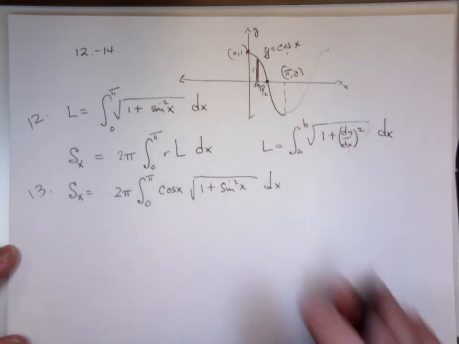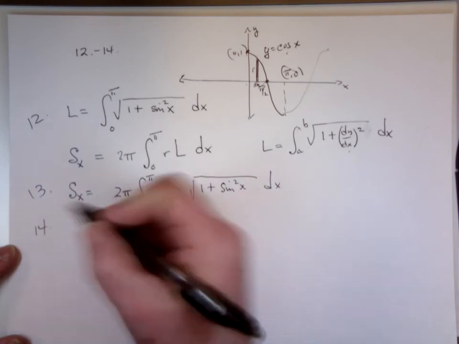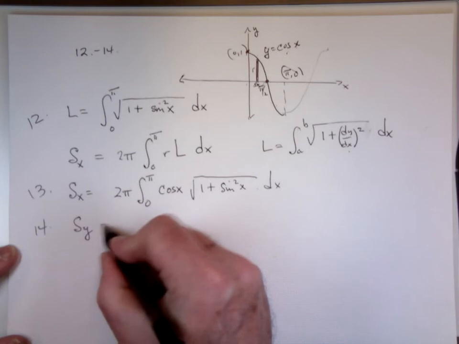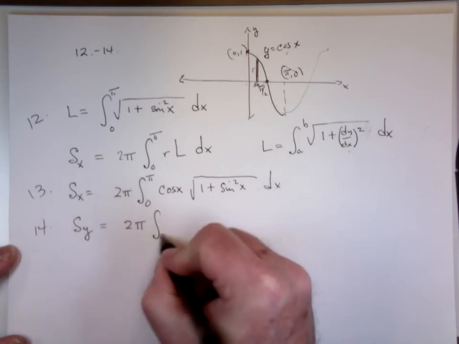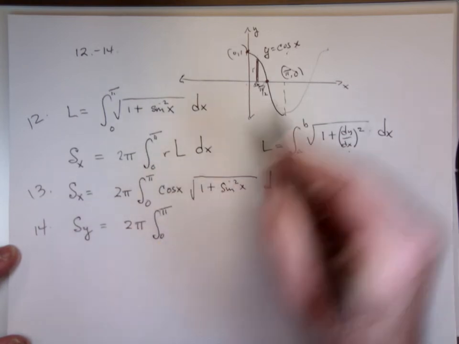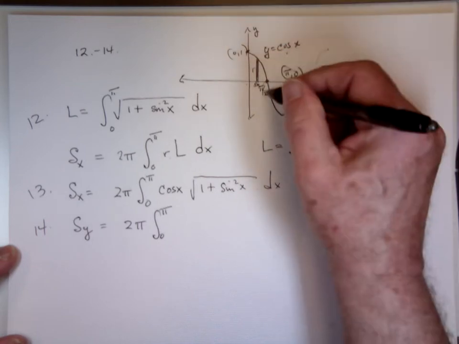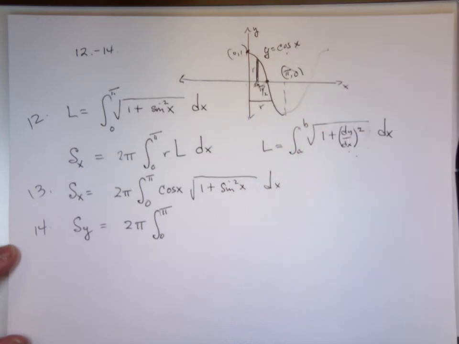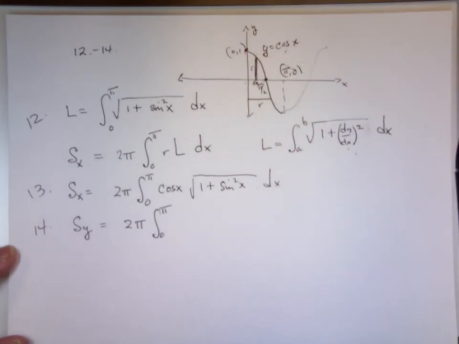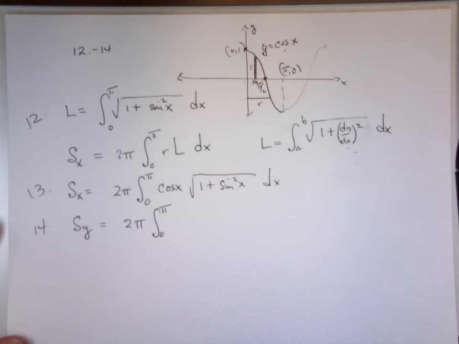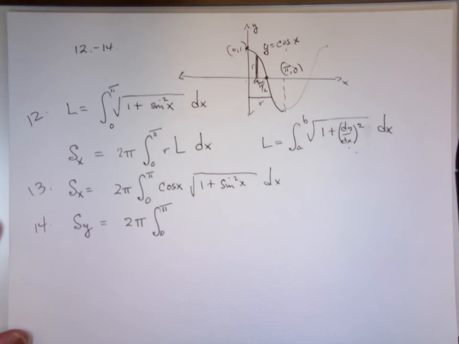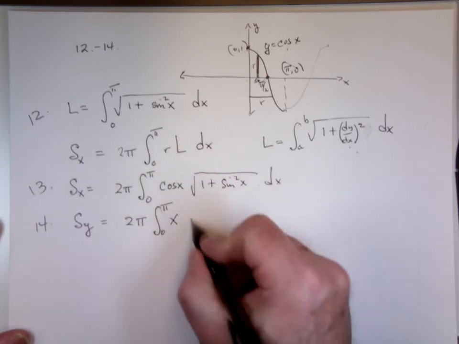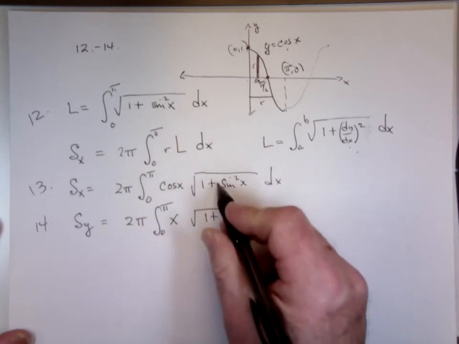And 14, if you're going to take this around the y-axis this way, it's going to be 2 pi, 0 to pi, r. Now what's r this time if you're going to go around the y-axis? What's the distance from the y-axis? X, just plain x. Okay? Yeah, that's right. And then you have the same piece of arc length, which is the square root of 1 plus sine squared.